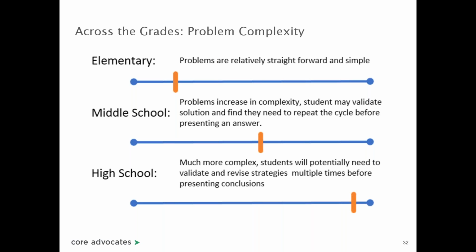stamina for mathematics. In middle school, the problem increases in complexity, meaning that they go through that cycle a little bit more. So they may need to go back and revise their assumptions that they made once they validate and find out that that solution may not be the most accurate. In high school, and thinking beyond, even into the real world, what we do in college and as community members, that problem becomes much more complex. Students will potentially need to validate and revise their strategies multiple times.